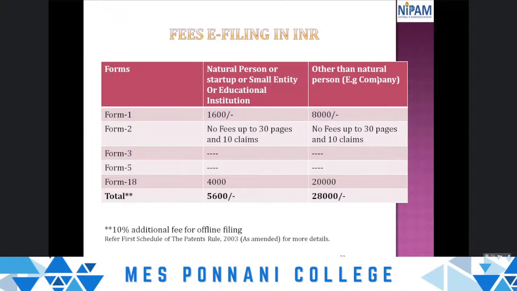Now, on the other hand, if the applicant is a multinational company, a big company, then the total fee that needs to be paid is rupees 28,000. So here itself, you can see that the fee that should be paid by a natural person or an educational institution is just 20% when compared to the fee that needs to be paid by a company. So this has been done in order to encourage more and more individuals, students, and educational institutions to come up with innovation and to file patent applications. Now, if you're opting for offline filing, you need to pay a 10% additional fee.